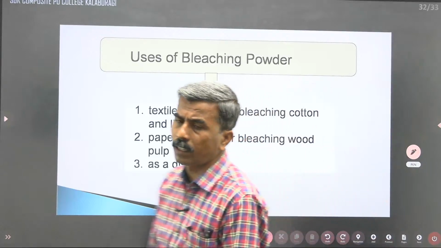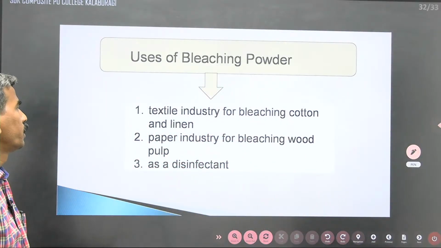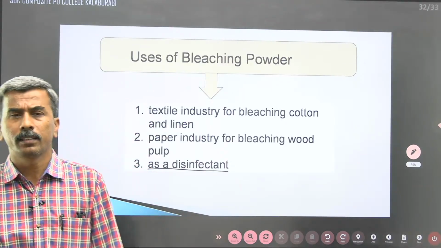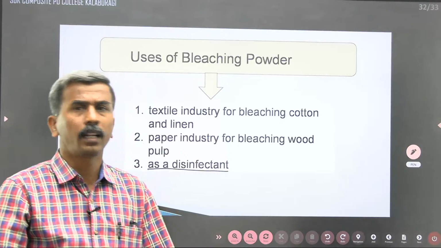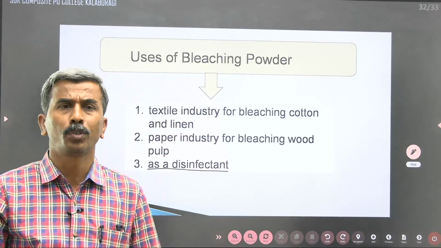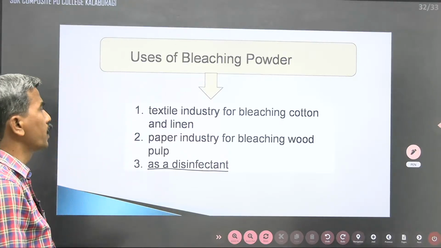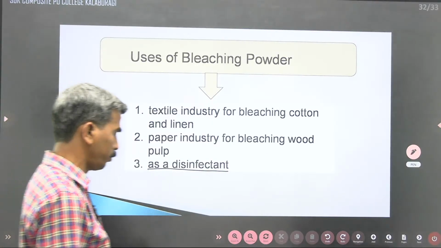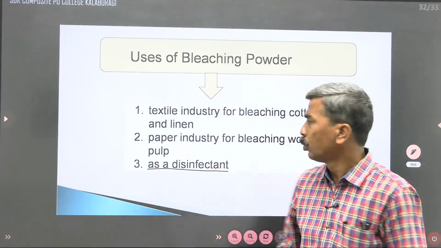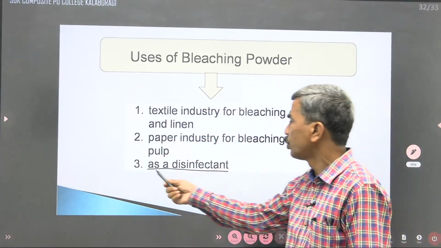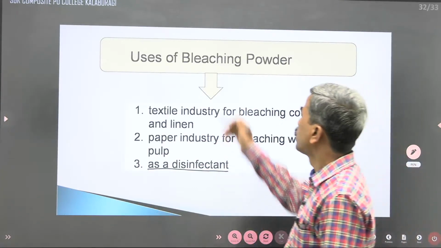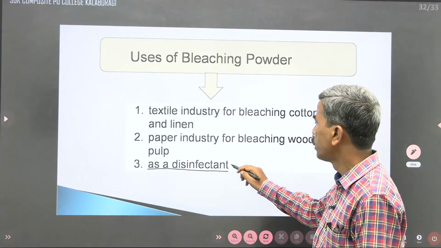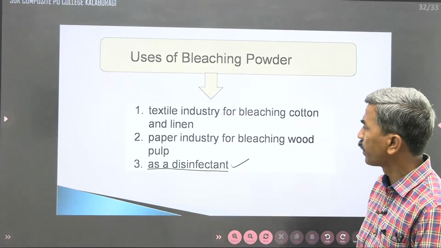Mainly, bleaching powder in smaller proportion is used as a disinfectant. Suppose the water which we are using for household purposes and drinking purposes contains very small microbes, they can have some effects to destroy them. This bleaching powder is added to water to a smaller extent in a dilute solution. So in that sense it acts as a disinfectant.